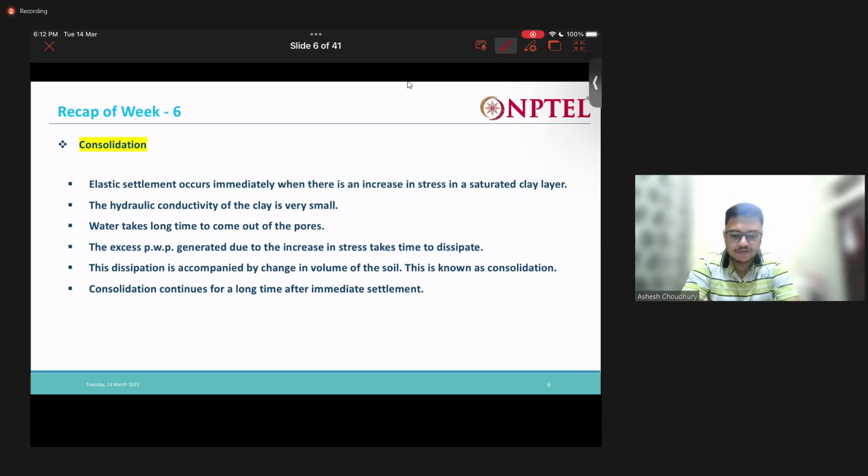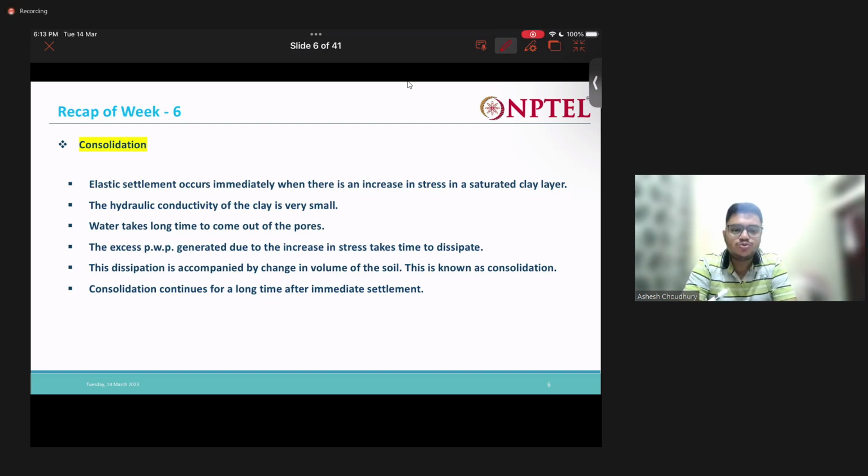So what happens after the immediate settlement? As soon as my load is applied, as the soil is saturated, there is an increase in pore water pressure. So the increase in the stress is completely taken by the pore water pressure as the soil is completely saturated. This can be explained using a spring model. We will discuss that spring model in the next slide. So as soon as we apply the load, that load is carried by the pore water pressure and not the soil particles.